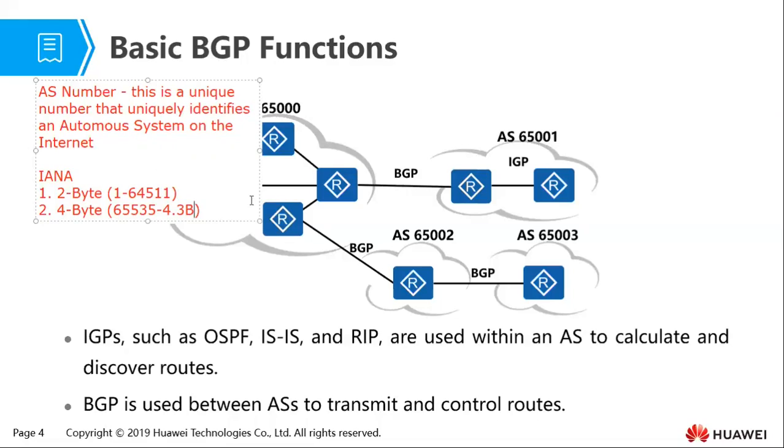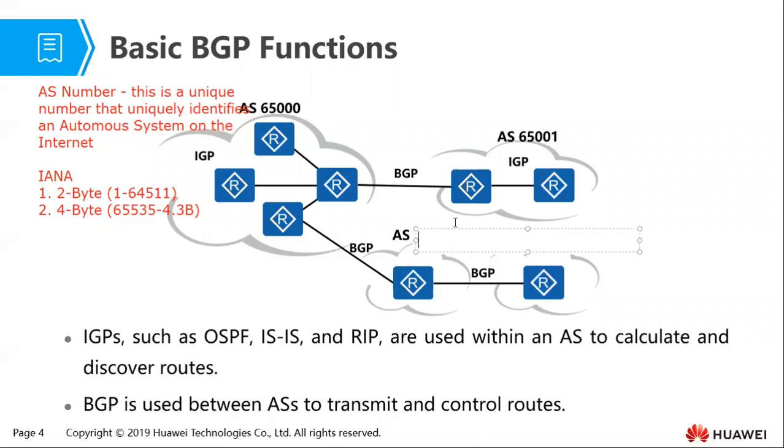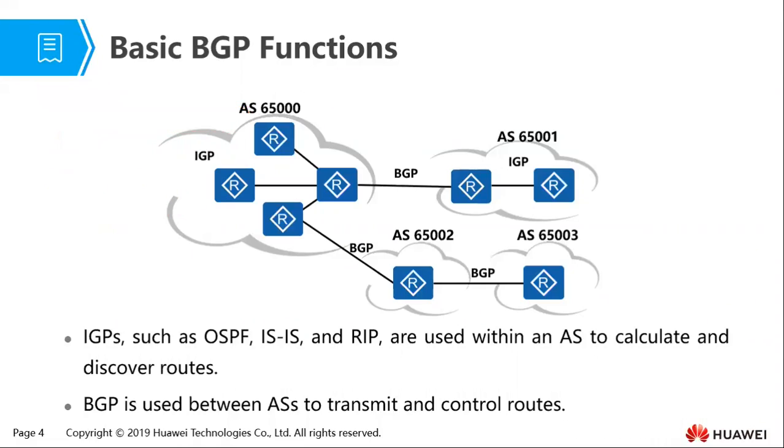So earlier, autonomous systems were identified by 2-byte autonomous system numbers, but right now most newly established autonomous systems are being given a 4-byte autonomous system number. So as you can see here, for example, this one is using 65,000, 65,001, and so on. These are what we call the AS number, and they are used to uniquely identify autonomous systems.